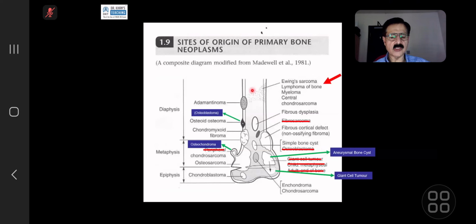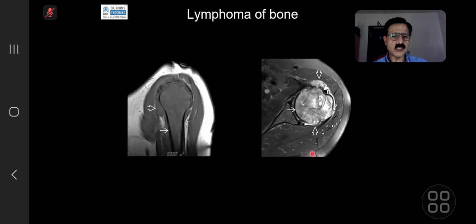Usually lymphoma of bone is in the diaphysis. So this is just to make a point that in lymphomas, the soft tissue component can be very thick, just like an Ewing's, etc.